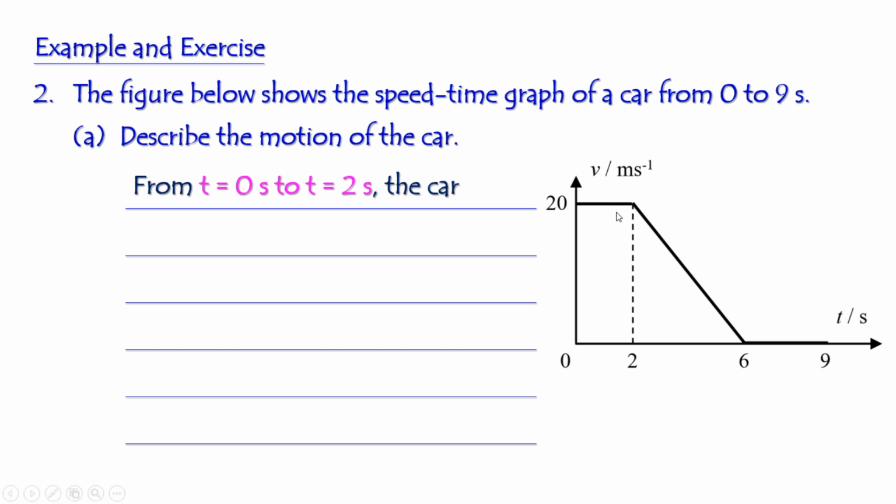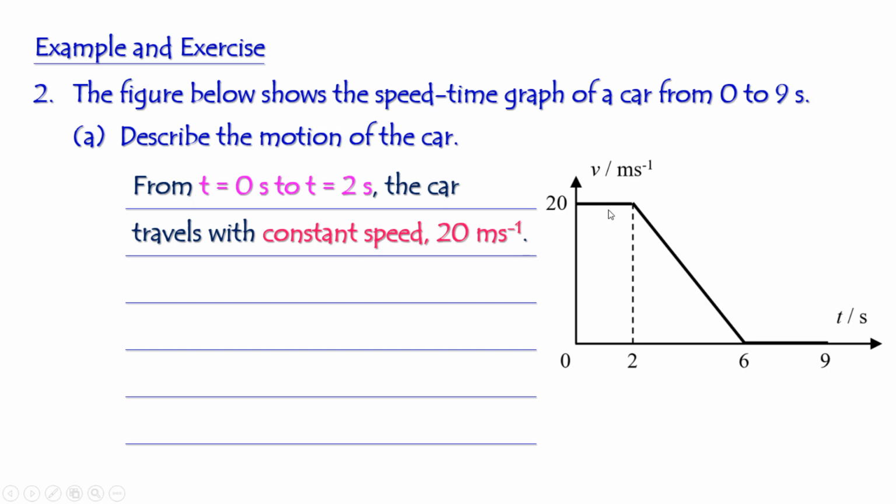For this part, it is a horizontal line. So you can say that the car travels with constant speed. But what is this value? Okay, the graph shows you this value, so you can state it clearly. The car travels with constant speed 20 meters per second. Is it okay? If you got all these words correct, then you can get 1 mark.